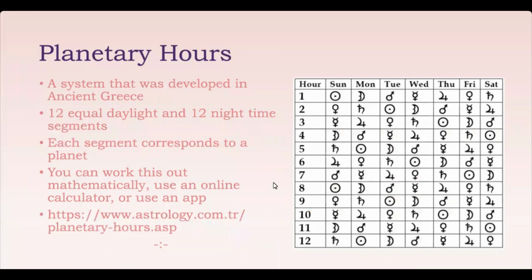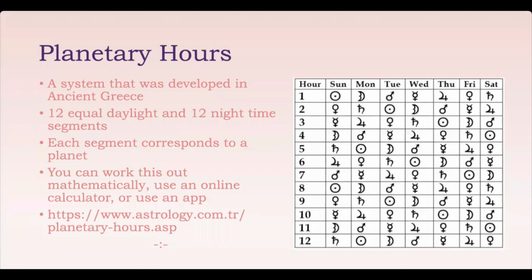We can also work with planetary hours. The planetary hours system was developed in ancient Greece. When the Greeks were creating this, they created 12 segments of daylight and 12 segments of darkness. So each day was divided into 12 segments, and you would think that would be 12 hours of daylight and 12 hours of darkness. Nope, that only happens on the equinoxes when the night and the day are equal.